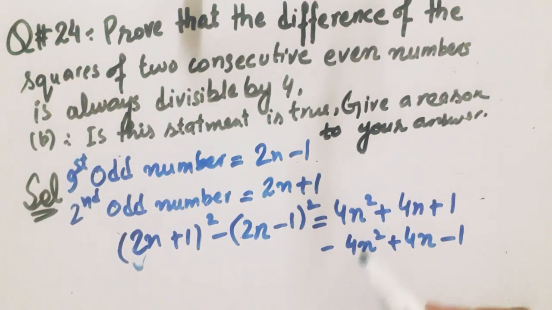So 4n square and minus 4n square both cancel out. Plus 1 and minus 1 are also cancelled out. So we have just 8n. So 8n is a multiple of 8, which is always divisible by 4. So this statement is also true for odd numbers. I hope you understand the question.